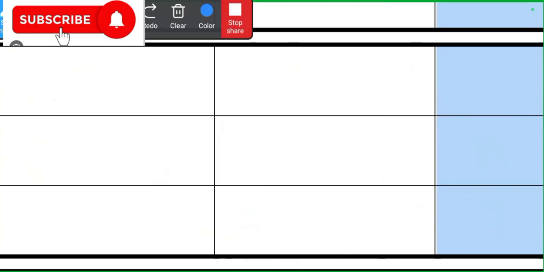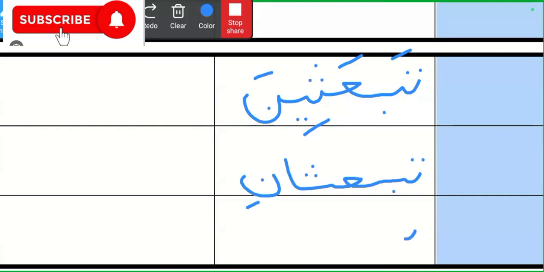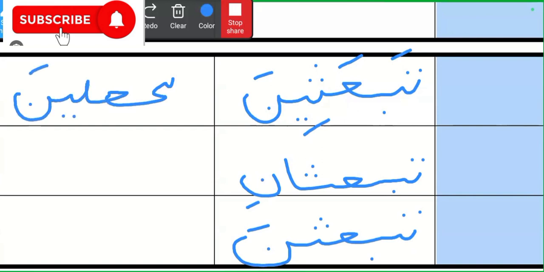Now let's move on to the feminine ones. Sigha number 10, 11, and 12 is tab'asina, tab'asani, tab'asna. And for yaj'alu, we had taj'alina, taj'alani, taj'alna.